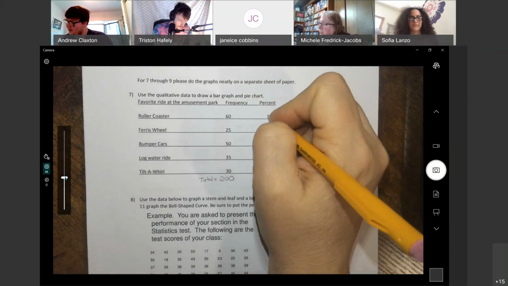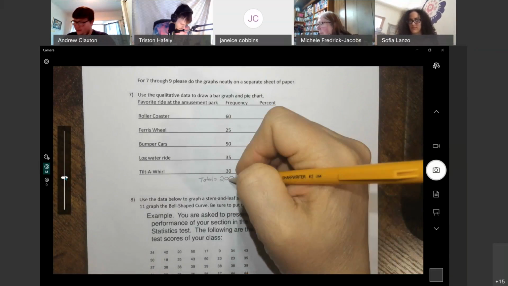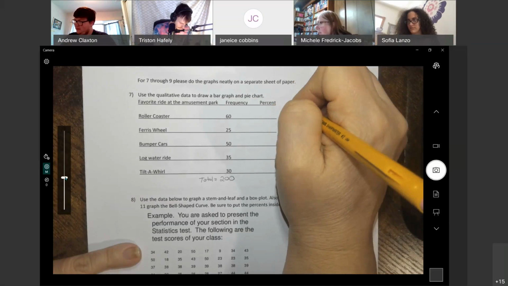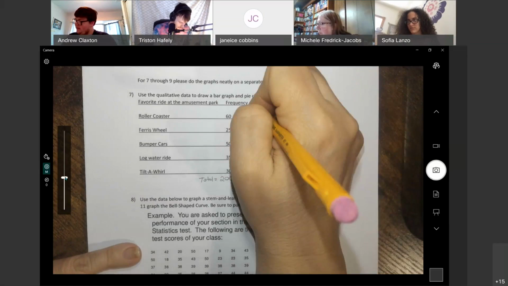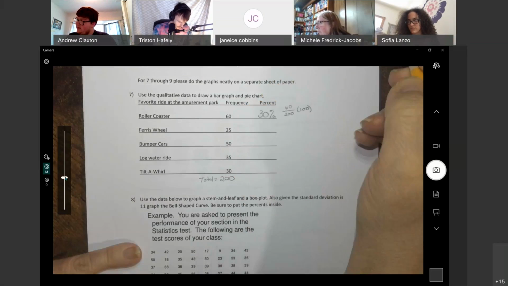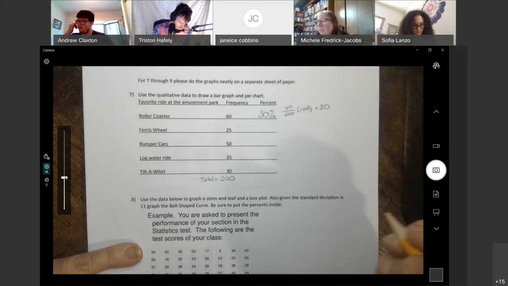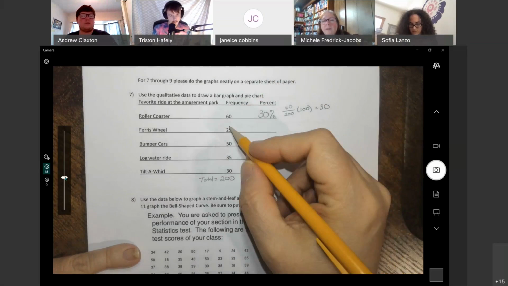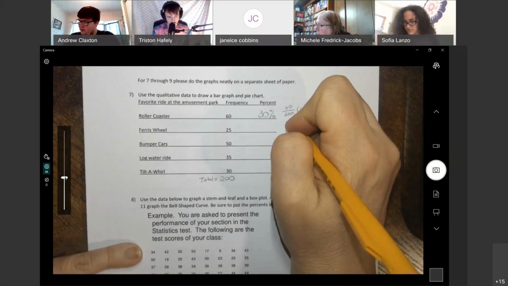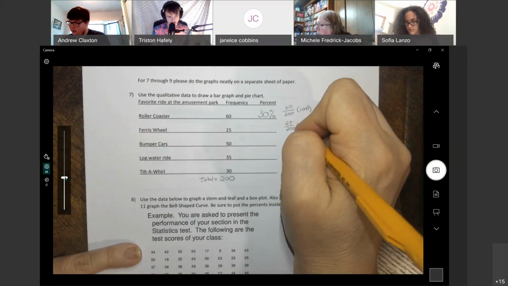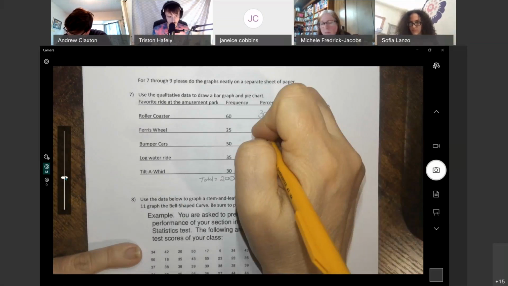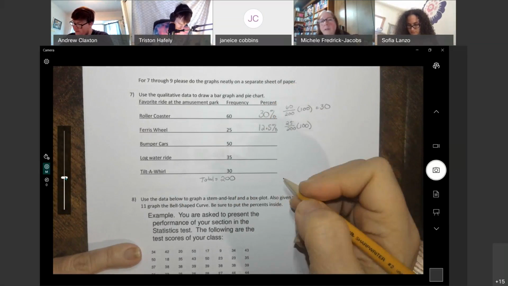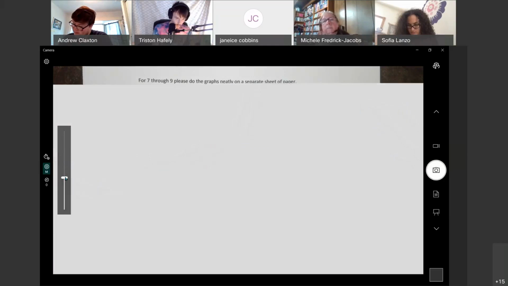Okay, so when you're finding your percents, remember it's the part divided by the whole times 100. So 60 divided by 200 times 100, which is 30. So we had to go 25 divided by 200 times 100, which gives us 12.5. Now, if you want to round to 13, that's fine.